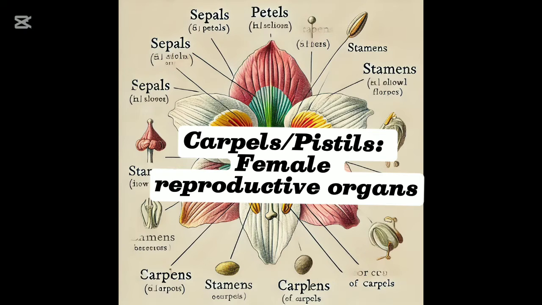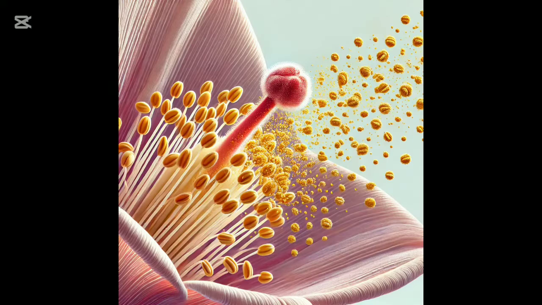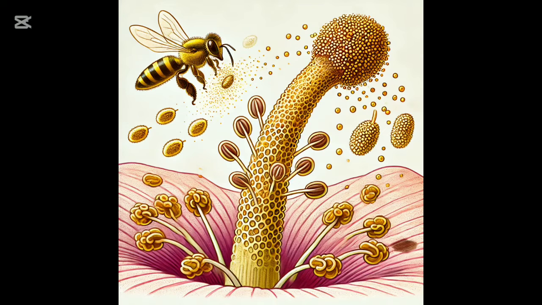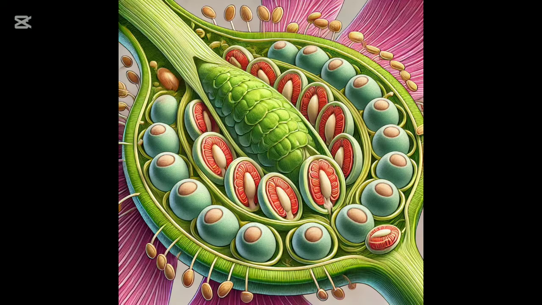Carpels or pistils. These are the female reproductive organs and consist of the stigma, which receives pollen. The style, a tube that connects the stigma to the ovary. The ovary, where ovules develop into seeds after fertilization.